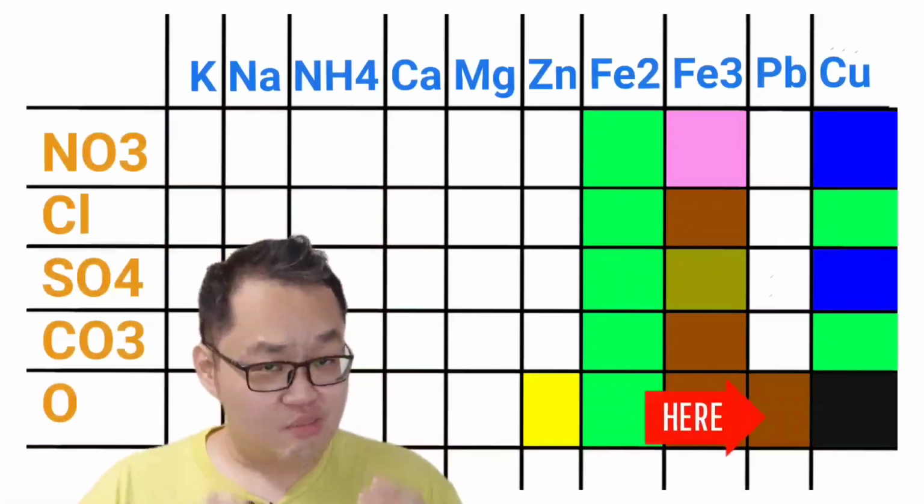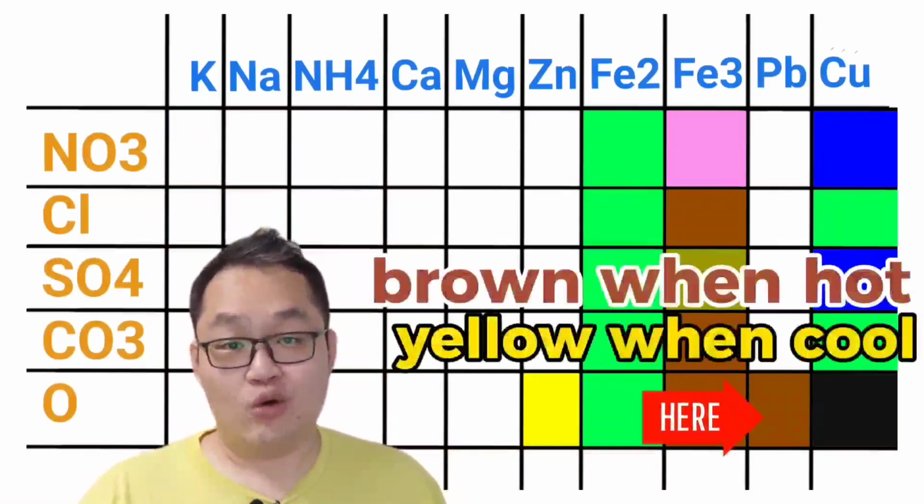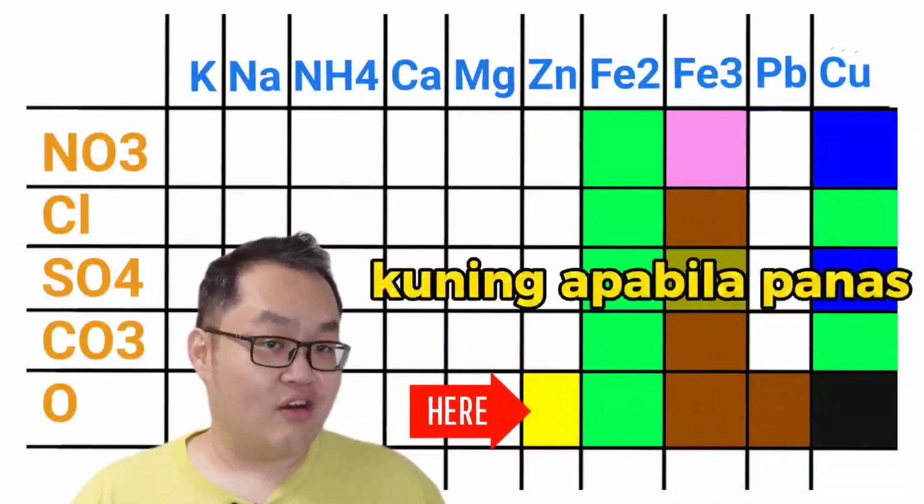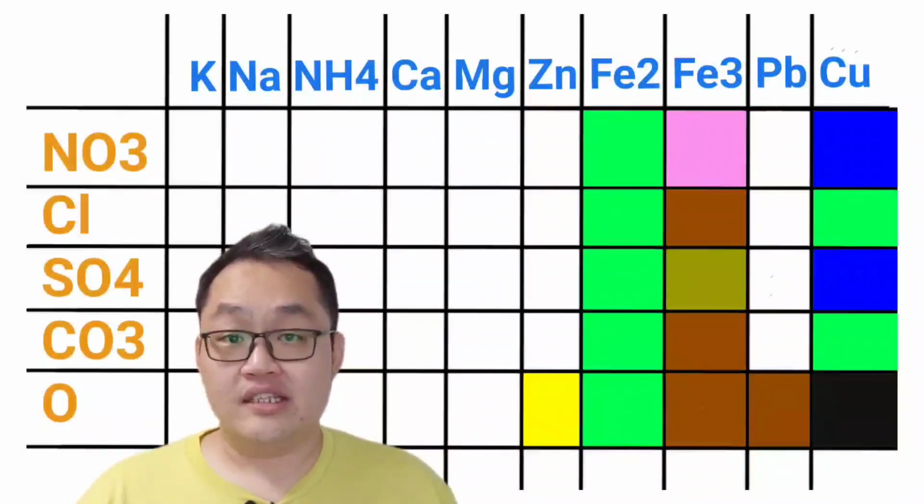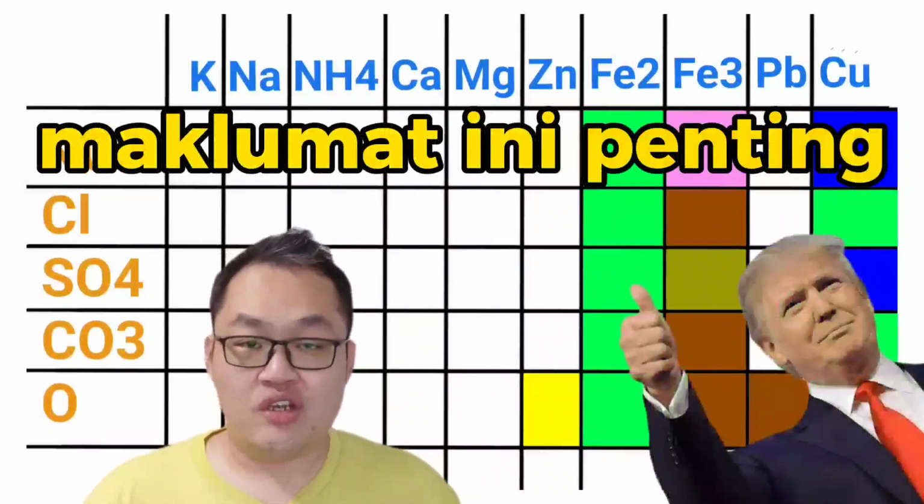Now, lead 2 oxide is brown when hot and yellow when cold. Zinc oxide is yellow when hot, white when cold. This information is huge. So remember, kita ingat Squirtle. Oh shush, your boss is back.